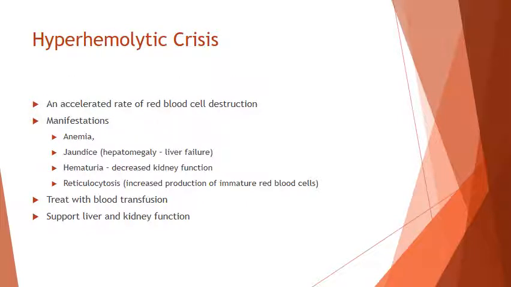The hyperhemolytic crisis, basically that is an accelerated rate of red blood cell destruction. And what we'll see in those patients is, again, anemia, jaundice, hematuria, and reticulocytosis, which you'd see on lab results. So lab work is very important in these patients. They would be treated with a blood transfusion, and we need to support their liver and kidney functions.